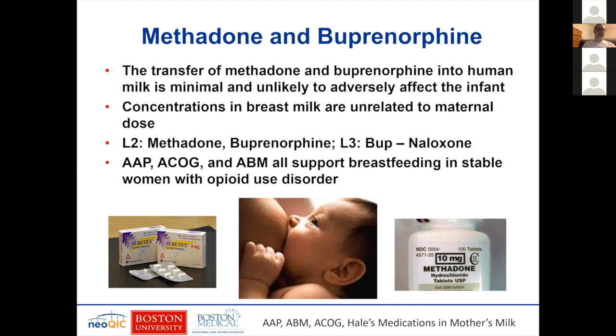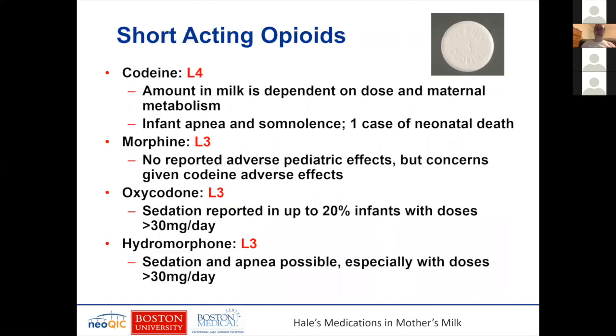So going back to this, the concentrations are very, very low, and they're unrelated to maternal dose. That's a really common misconception that many providers and mothers have. On lactation safety, methadone and buprenorphine are considered L2 medications, and buprenorphine naloxone, which is Suboxone, is an L3. They are all recommended for breastfeeding regardless of dose in a mom who is stable with her opiate use disorder. Actually more concerning are the short-acting opiates.